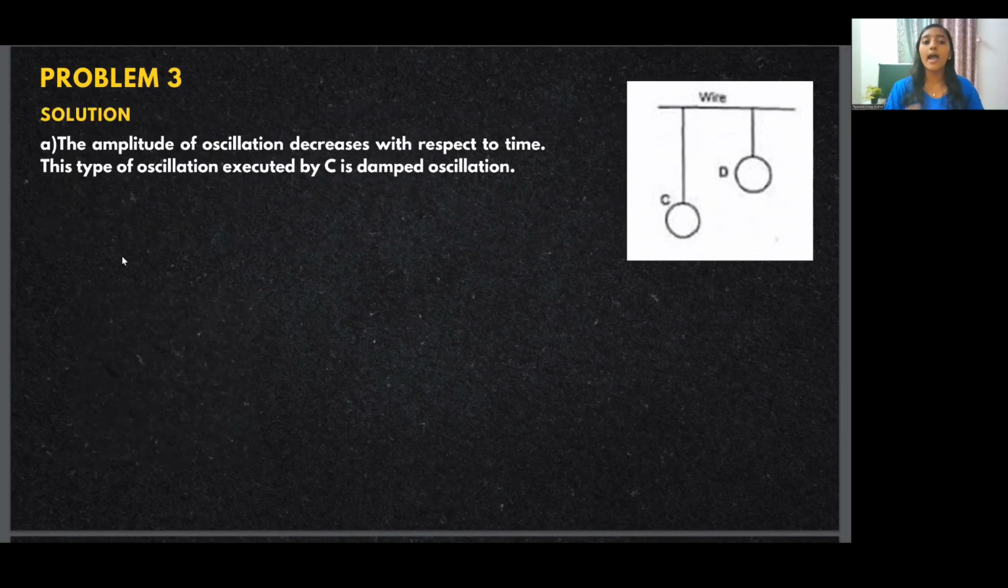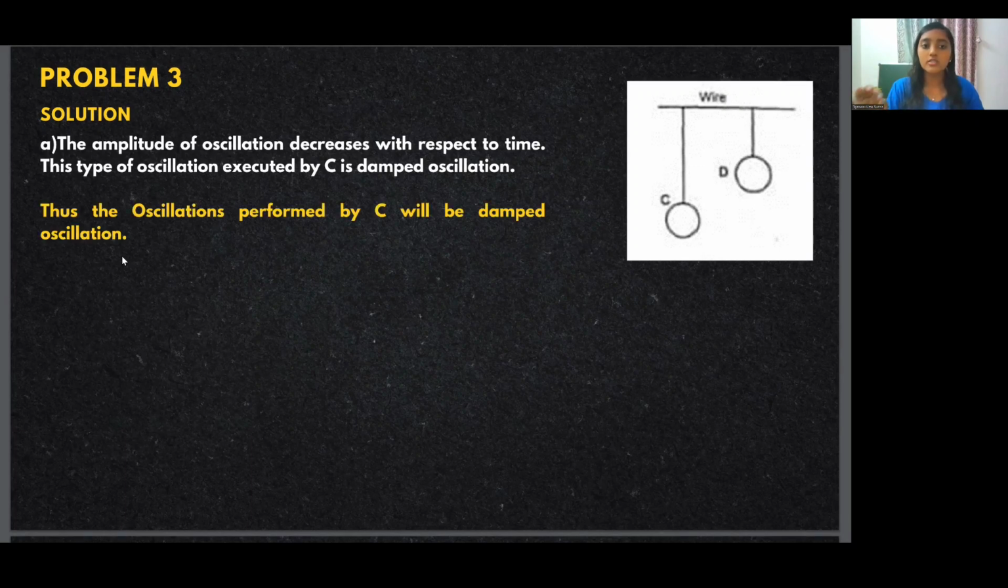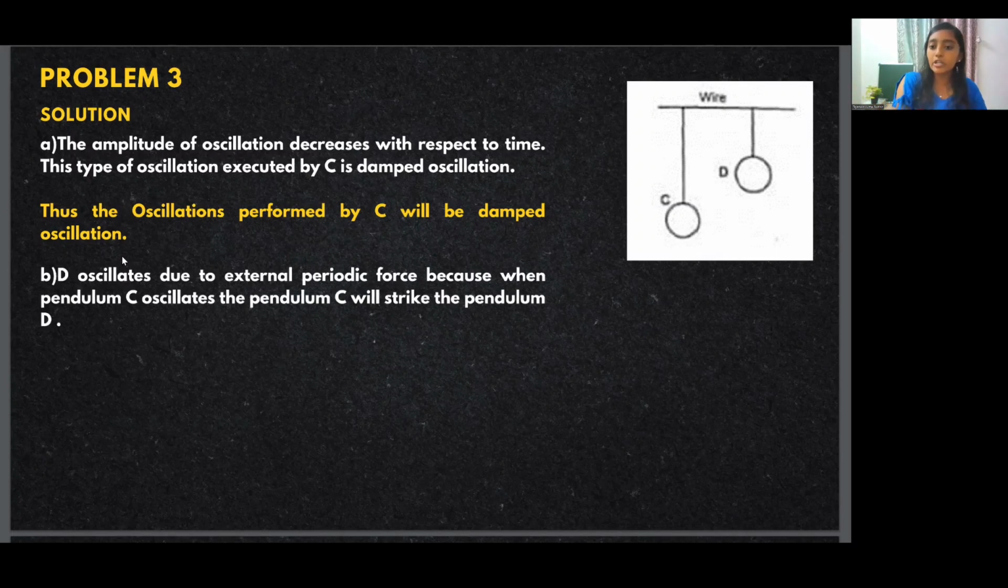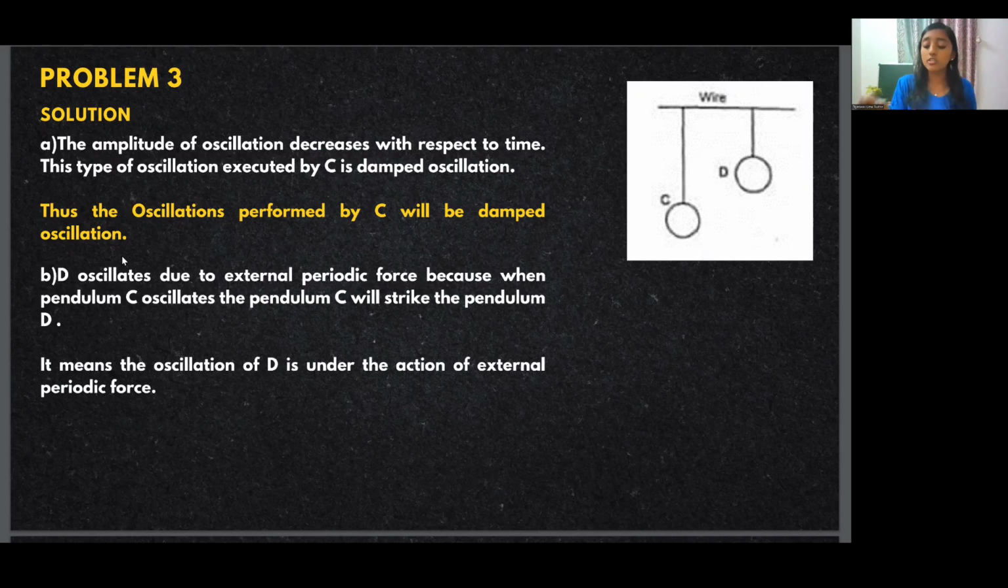The amplitude of oscillation decreases with respect to time. This type of oscillation executed by C is called damped oscillation, right? So the oscillation performed by C will be damped oscillation. Then the next one is that D oscillates because of an external periodic force. When pendulum C starts oscillating, D also starts oscillating. This means that the oscillation of D is the action of an external periodic force. So therefore, it is called forced oscillation.